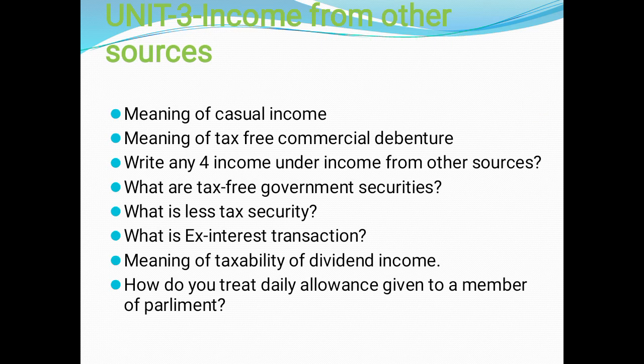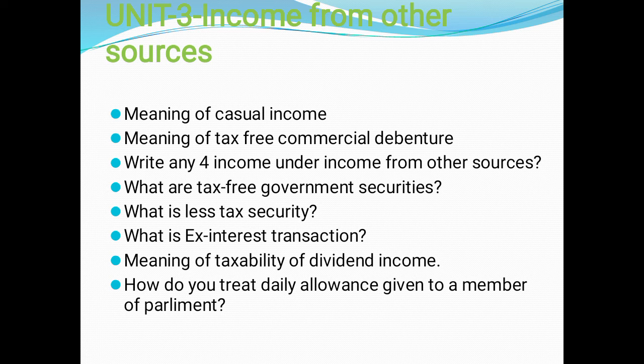Then we have unit 3. Unit 3 is income from other sources. Income from other sources is one chapter which will give more clarity about all other sources of income, other than income from salaries, income from house property, income from business or profession, and income from capital gain. There are some other incomes, and all income except those 4 heads will come under the head income from other sources.